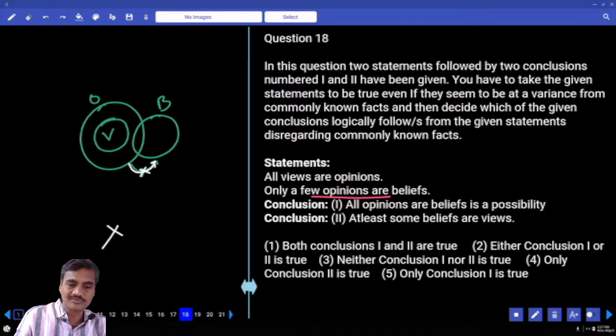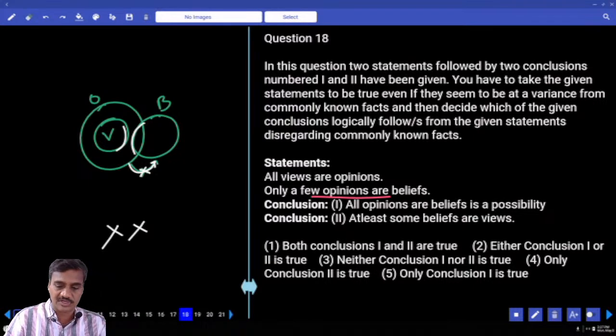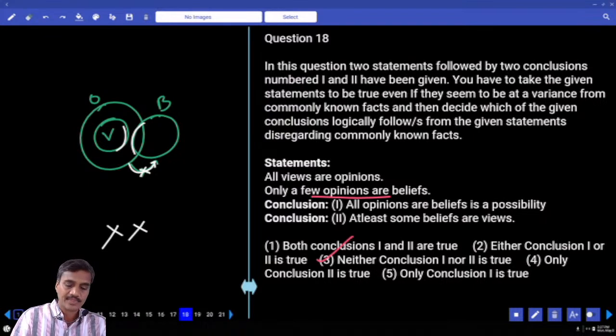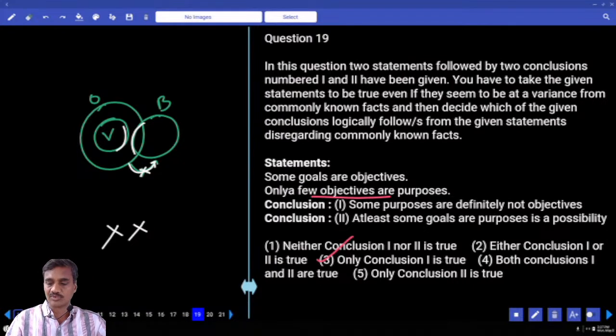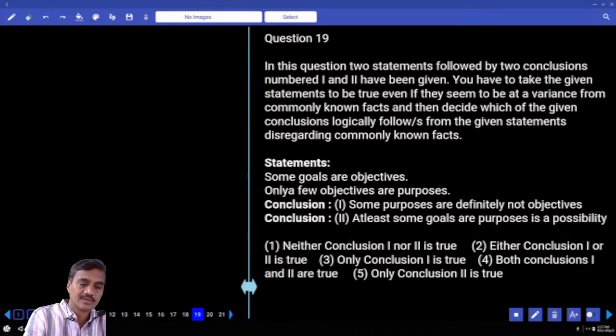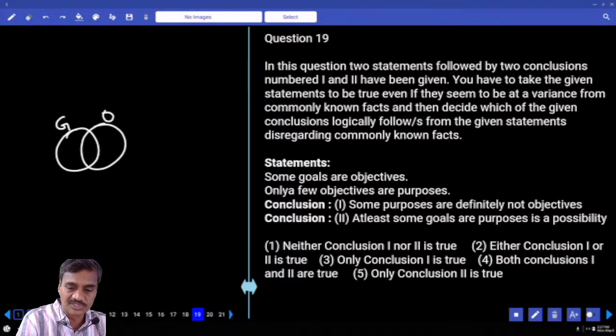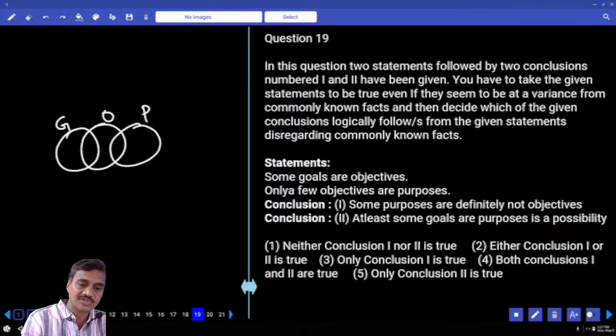And some beliefs are views. Belief is here, view is here, no intersection. That is neither one nor two. Choice 3, 18. The next 19th one, some goals are objectives. Now these are the goals that are objective, goal and an objective. Some goals are objectives. Only a few objectives are purposes. Only some of the objectives are purposes, but not all.